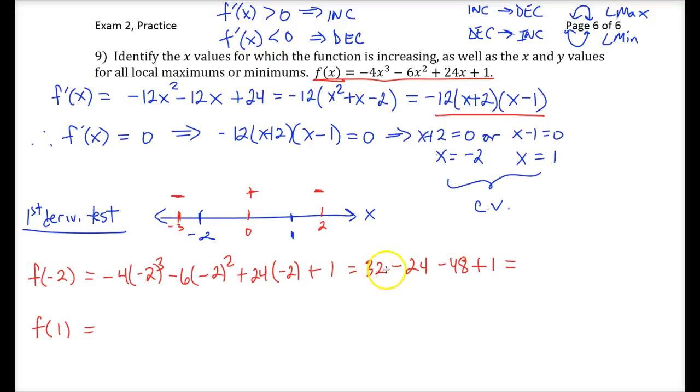So from there, we know that 32 minus 24 is +8, and 8 minus 48 is going to give us -40, plus 1 is -39. So for us, this means that we have the point -2, -39, and this will end up being our local minimum point. So let's do the same thing again with 1.